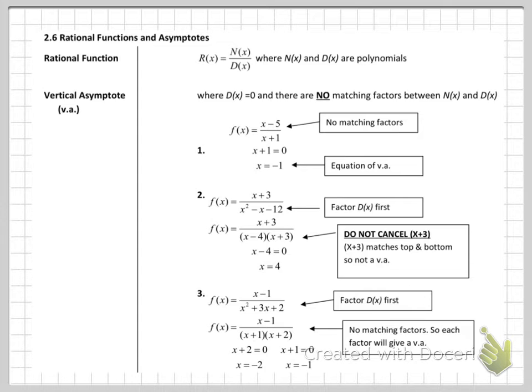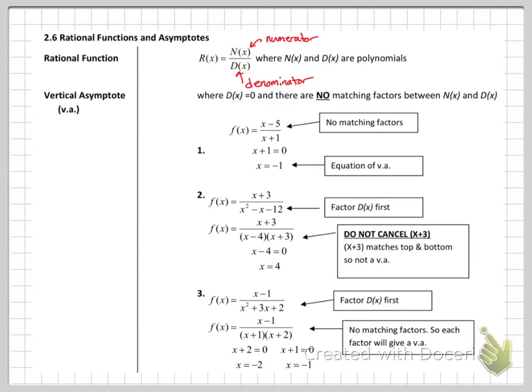So first, a rational function is where, you can see there, r of x equals n of x over d of x. This is just a fancy way of saying the polynomial in the numerator, n of x, versus the polynomial in the denominator, d of x. So n of x and d of x are polynomials, and they're written in a fraction.